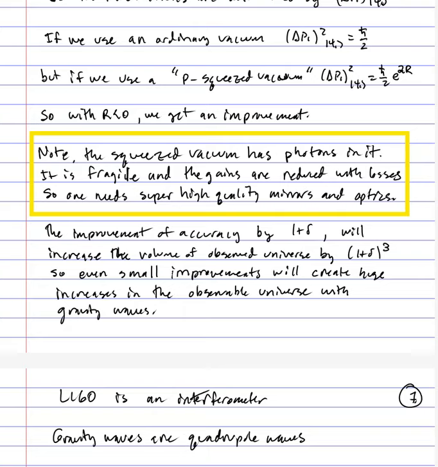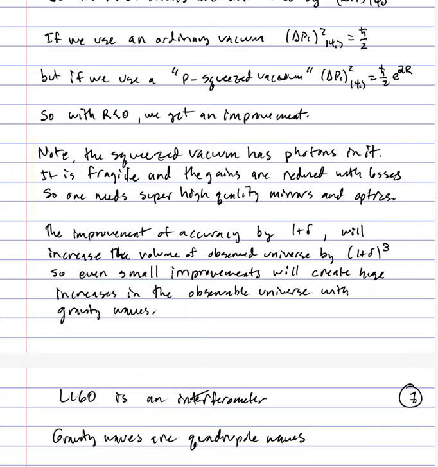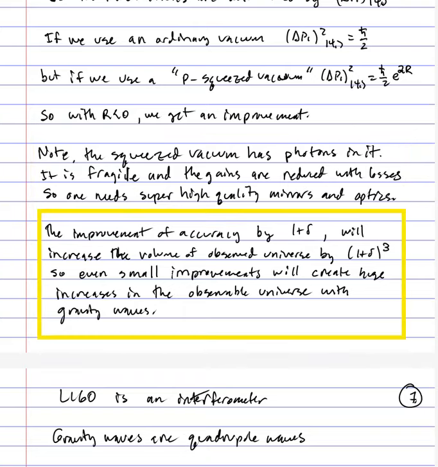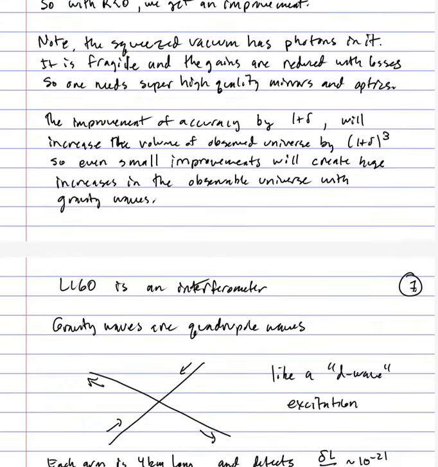It is very fragile, as we saw, because the gains of this squeezing are reduced with losses in the light from the squeezed vacuum. So you need super high quality mirrors and optics in order to do experiments with squeezed light. The gains are huge in LIGO, however. An improvement in an accuracy by 1 plus delta will increase the volume of the observed universe by 1 plus delta cubed. So even a small improvement will create a huge increase in the observable universe in which we can observe gravitational wave phenomena. Okay, we're getting close to the end.